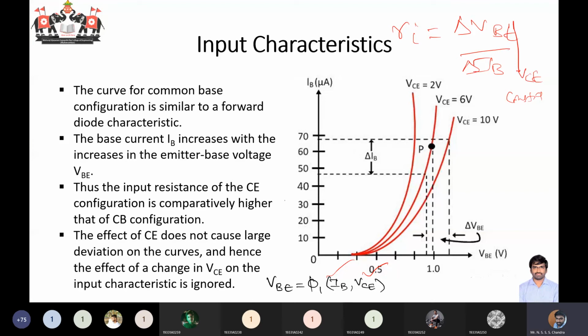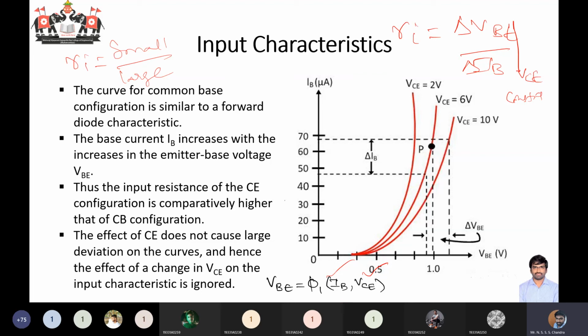You can see that delta VBE is very small, whereas delta IB is very large, right? So Ri is equal to a small value by a large value, which gives a small value. So input resistance for a common emitter configuration is also small.